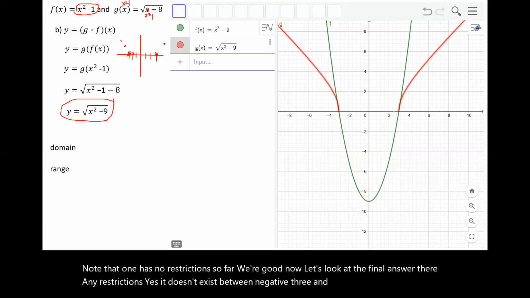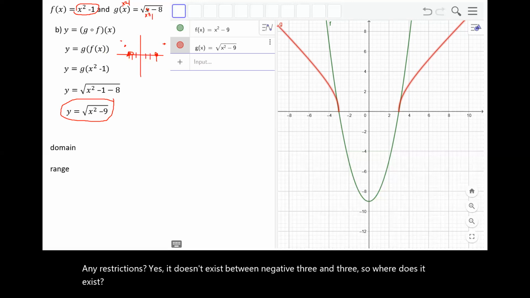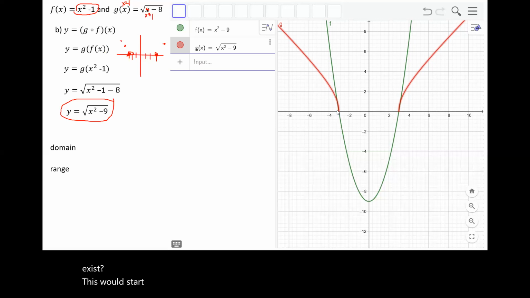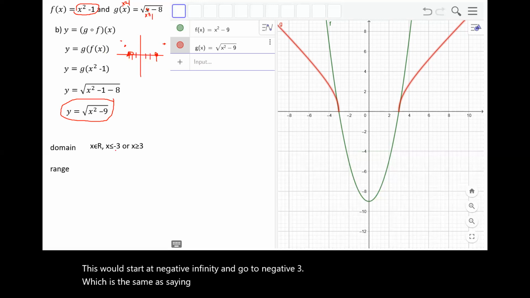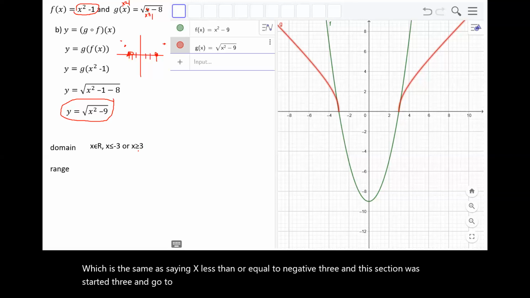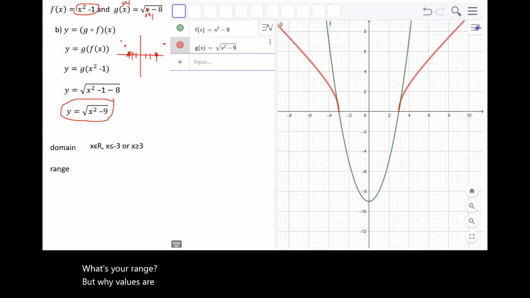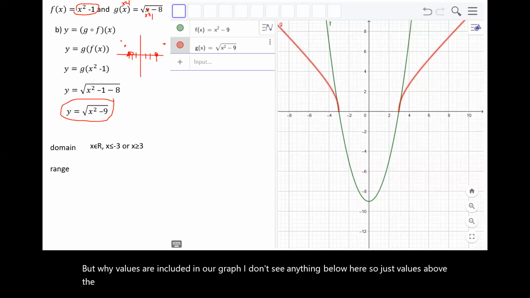So where does it exist? This would start at -infinity and go to -3, which is the same as saying x less than or equal to -3. And this section would start at 3 and go to infinity, which is the same as saying x is greater than or equal to 3. What's your range? What y values are included in our graph? I don't see anything below here, so just values above the x-axis. So that would be y greater than or equal to 0.